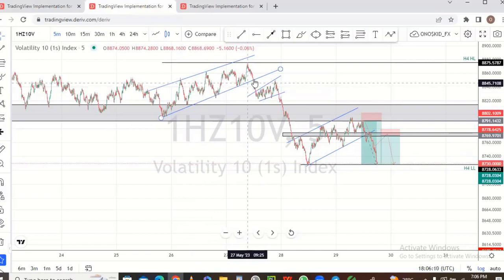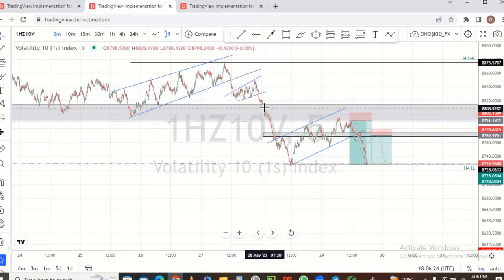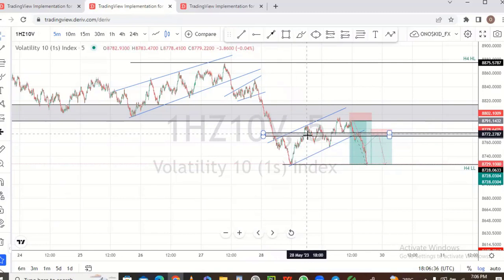So this is an impulse. This is an impulse from here all the way down to this point. And after the impulsive move, what do we have? We have that corrective move or retracement in the form of a flag again. And you see after that, we have that impulsive move down to this point. And what do you notice? What you're seeing right now is that the market starts a kind of retracement in the form of another flag.